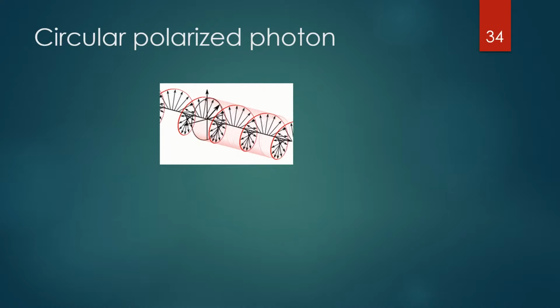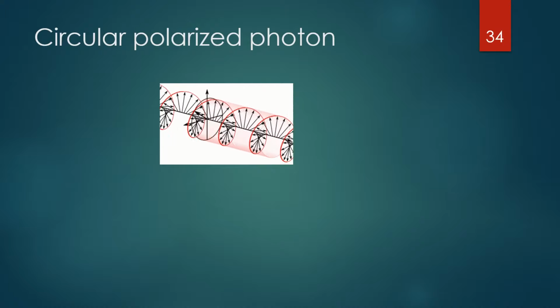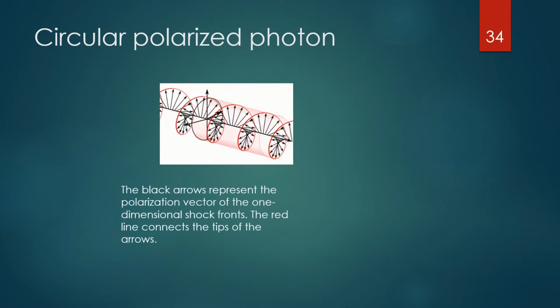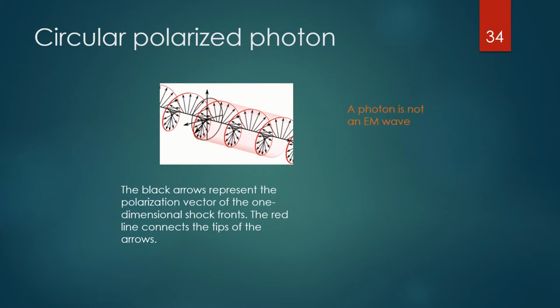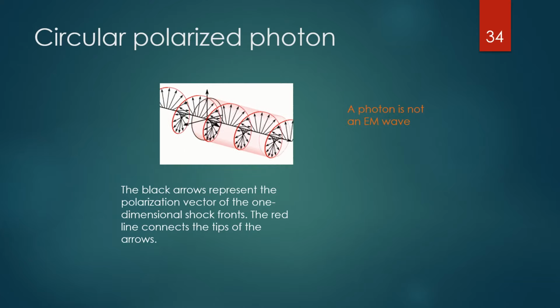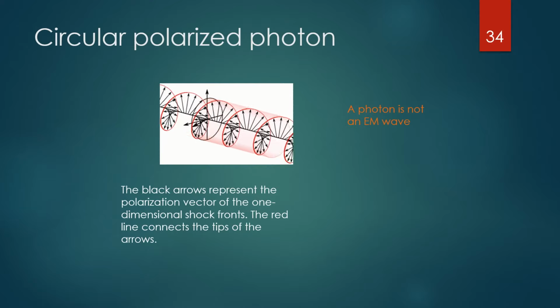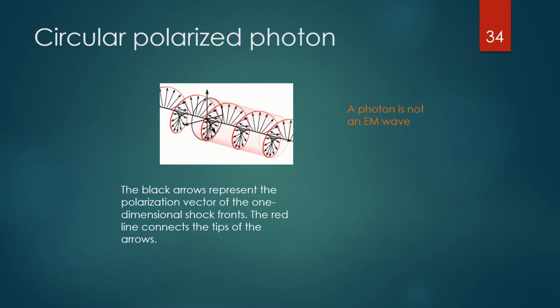This picture shows the internal structure of a photon. The black arrows represent the polarization vector of the one-dimensional shock fronts. The red line connects the tips of the arrows. The picture looks a bit like the picture of a plane electromagnetic wave. Photons are not electromagnetic waves.